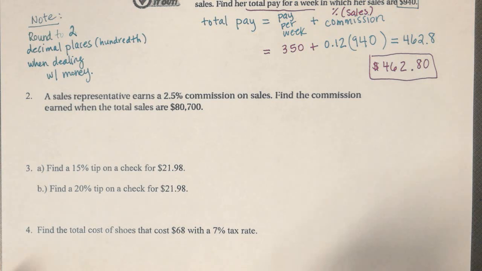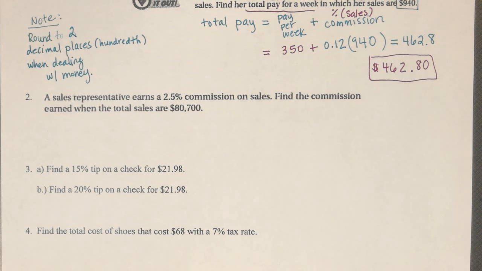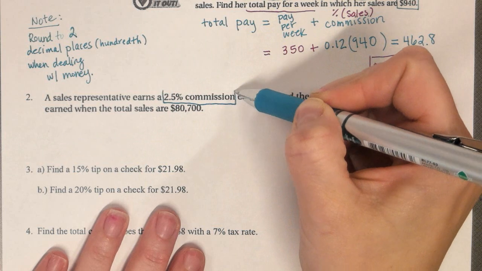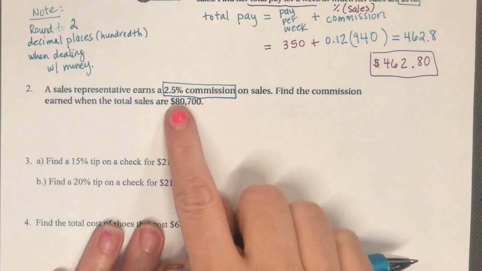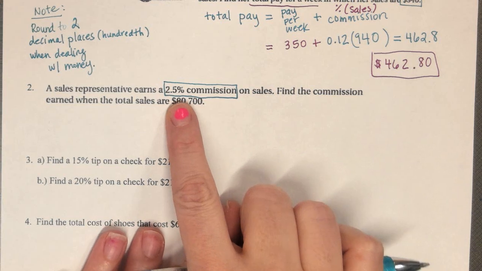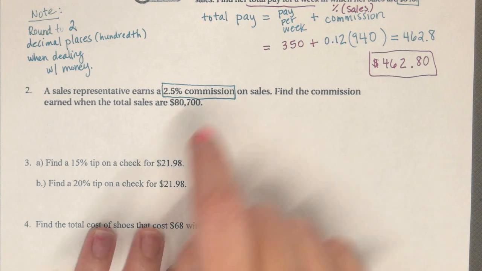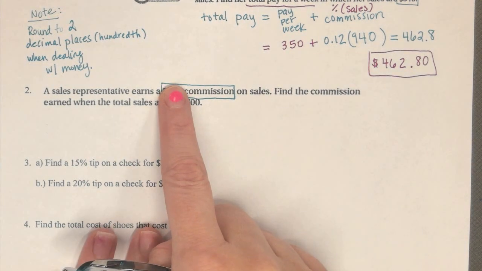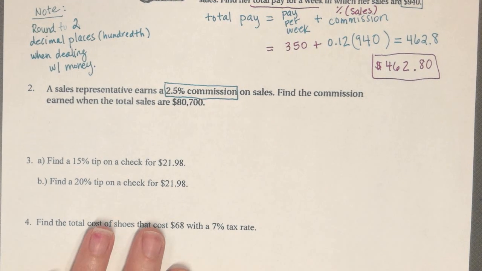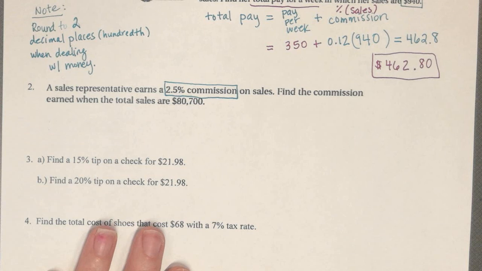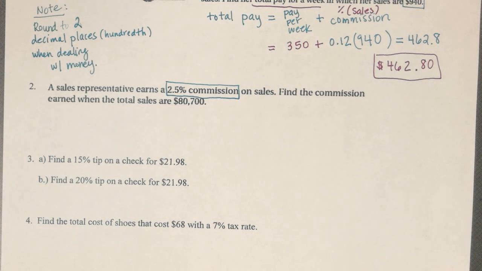Okay, now for number 2, let's box in the important information again. So a sales representative earns a 2.5% commission on sales. So anytime they give you this percent here, remember that you're going to be turning the percent into a what? Decimal. Can you guys not say it out loud, but just write it on top? The percent as a decimal. Good. I notice people using their percent key on their calculator. That's a good strategy. Okay?